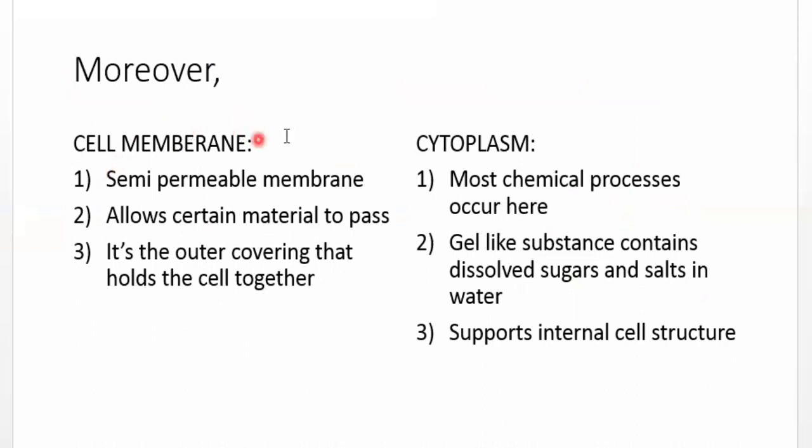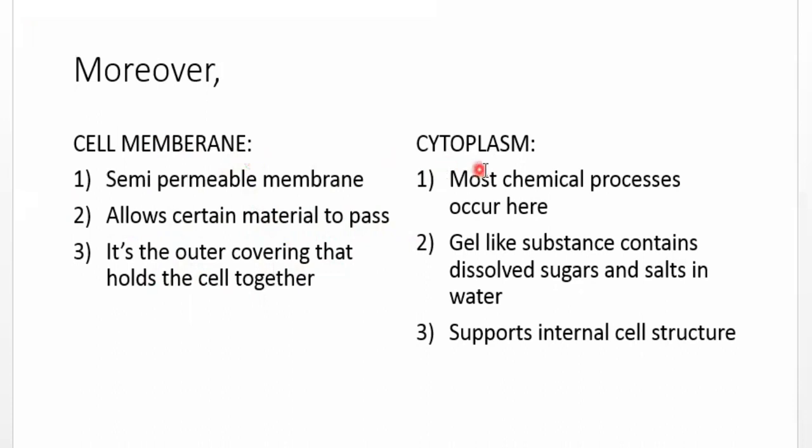Let's talk about cell membrane. Cell membrane is a semi or partially permeable membrane. Hence, it only allows certain materials to pass through. For example, in my room, I won't let everyone in. I will let certain people in, my family members or my friends. Similarly, the cell membrane only allows certain material to pass through it. It is the outer covering of the cell and it holds the cell together. This is all you need to know about a cell membrane.